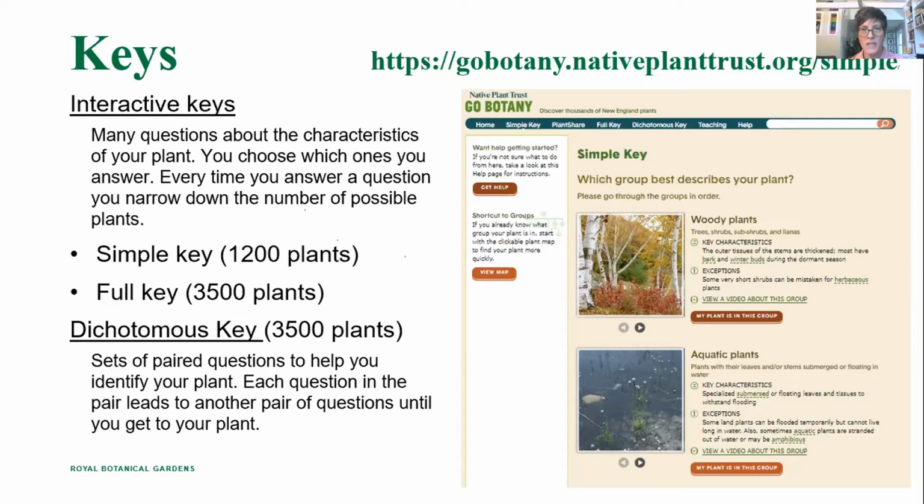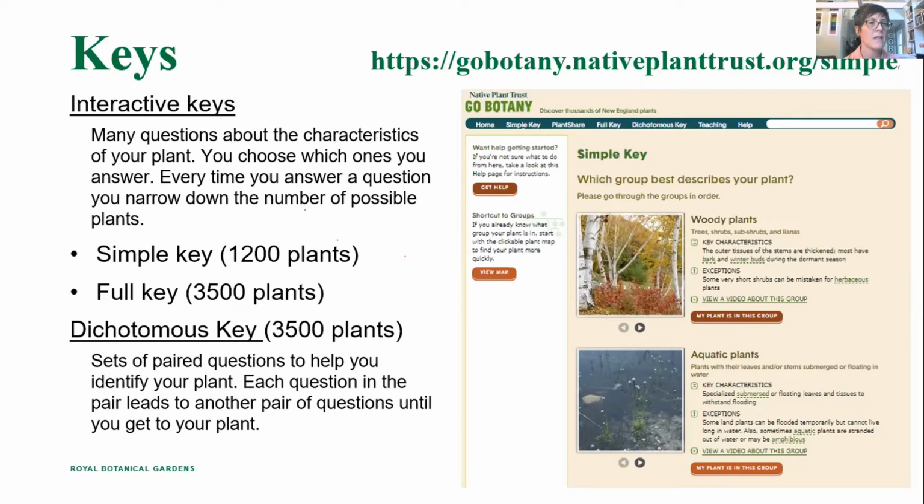Okay, let's talk about keys. A key is a group of questions that, as you answer, brings you closer and closer to the identification of your plant until you get there. There are two kinds of keys, both of them present in GoBotany. There are interactive keys and dichotomous keys.